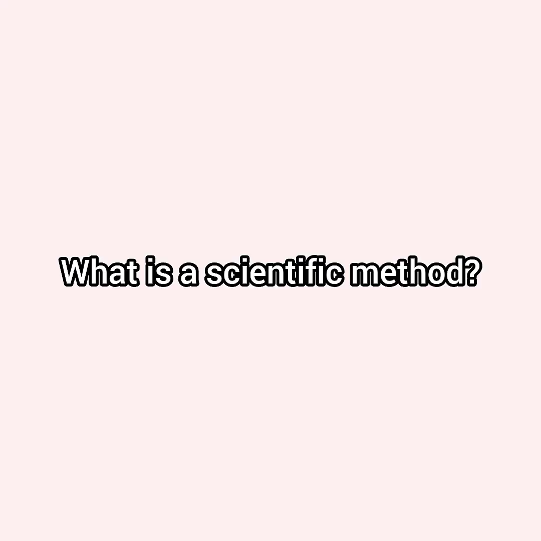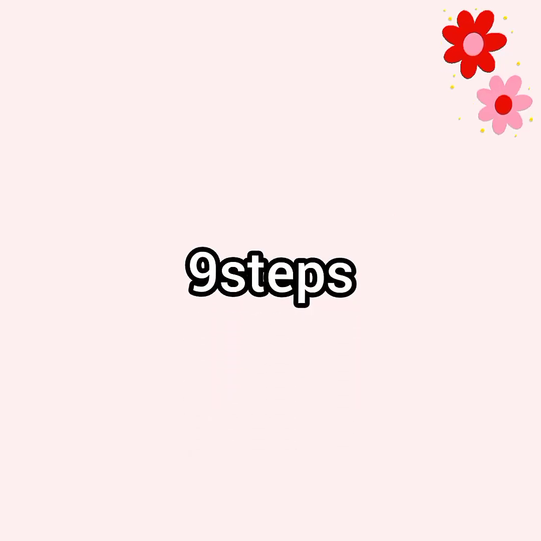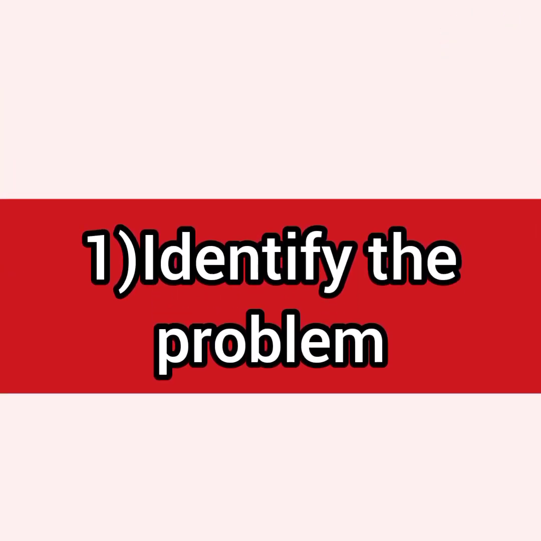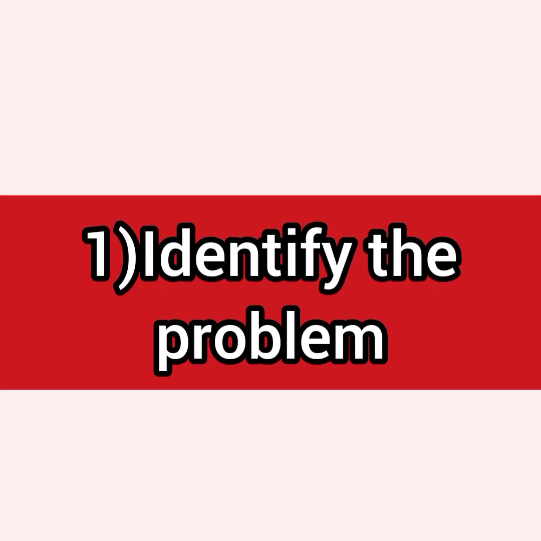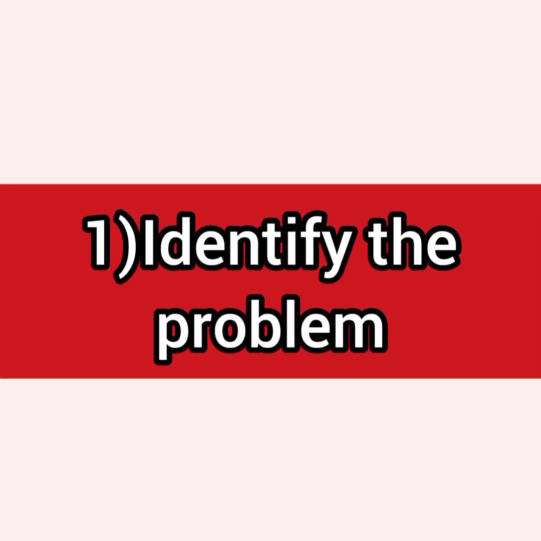Many students might ask, what is a scientific method? Well, it consists of systematic steps that help us to solve scientific matters. There are 9 steps of it. First one is identify the problem. Like we need to look and state the problem down.